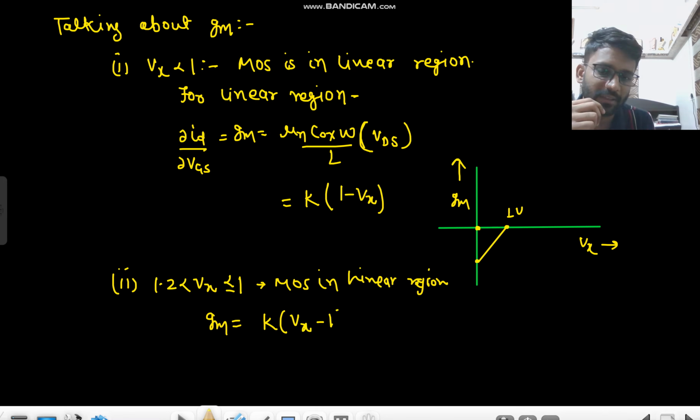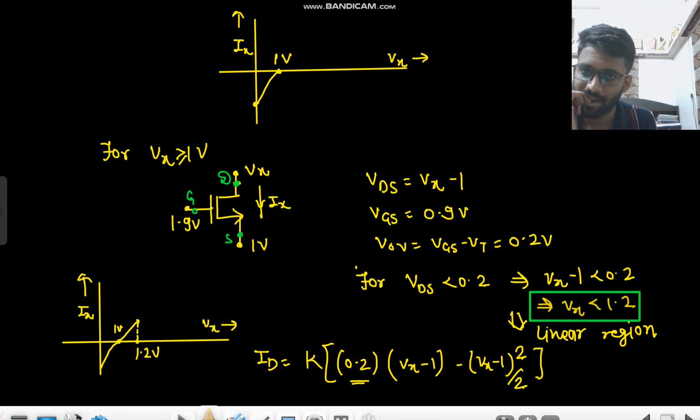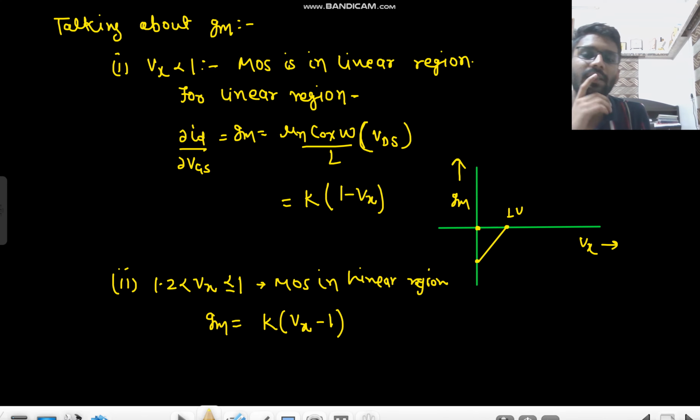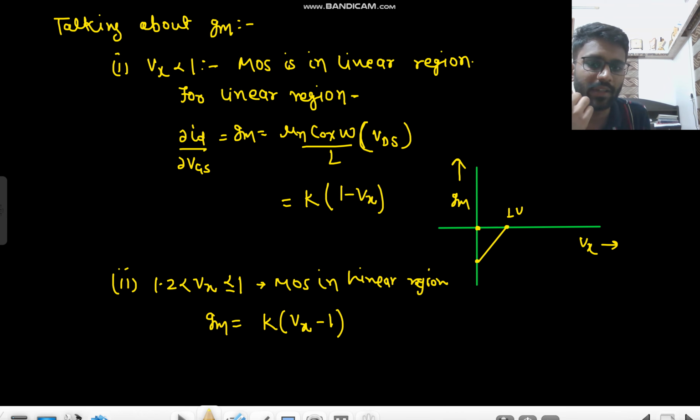Vx minus 1 is the VDS. Yeah, so this VDS is fine, but there is one mistake in this one. Del ID upon del VGS we are doing, okay. But here our current is in negative direction. That we forgot. The current is in this direction. Your ID is negative of minus Ix, or your Ix is negative of minus ID. Right? So here we will have minus sign as well.